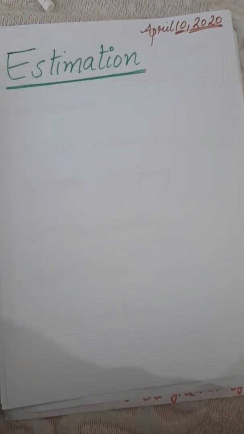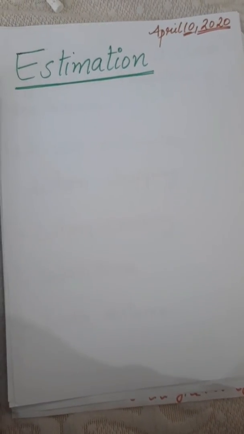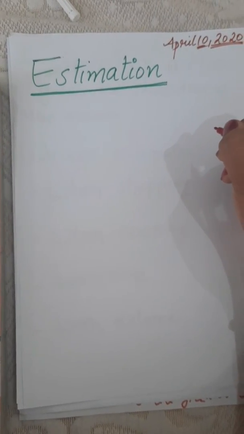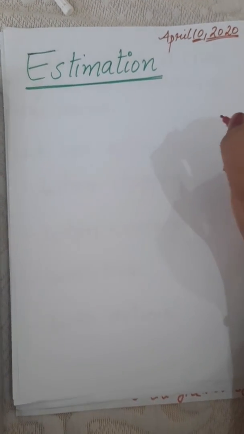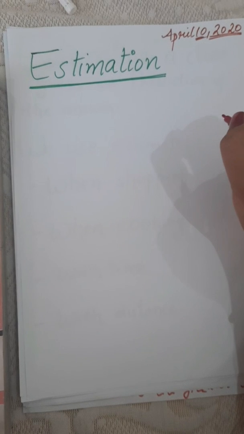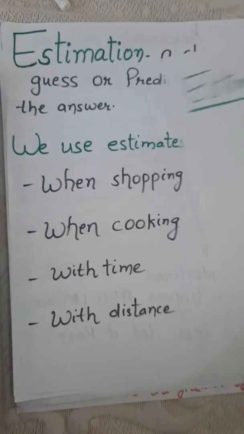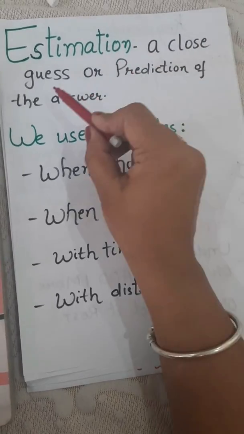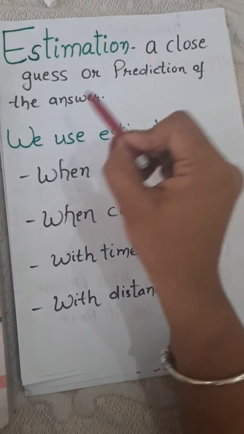Can you get an idea of the exact number of visitors? Obviously not. The words "an idea" themselves show that the number of people is near about the exact number. So, what is estimation? Estimation is a close guess or prediction of the answer.